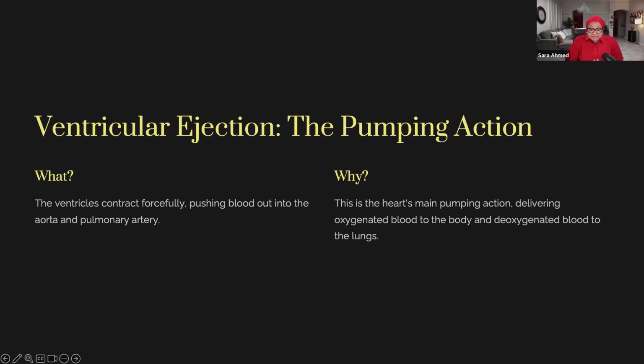This is the main pumping action of the heart, delivering oxygenated blood to the body and deoxygenated blood to the lungs. And as I said, these happen parallel to each other. At the same time, both sides eject blood and both sides receive blood. The high ventricular pressure opens the aortic and the pulmonic valves, and this leads to flow from the high pressure area to the low pressure area, which in this case is the aorta and the pulmonary artery.